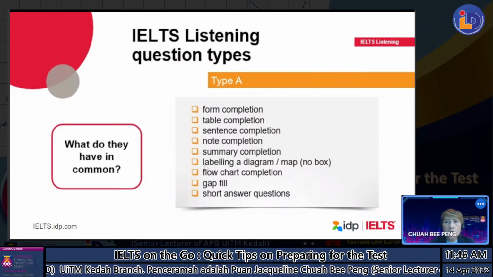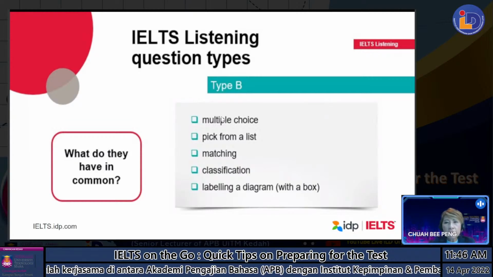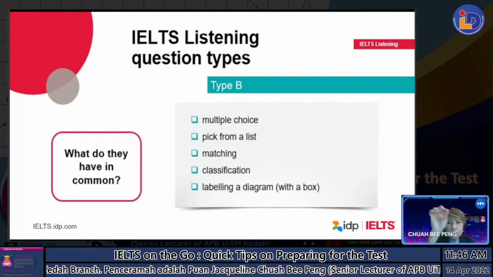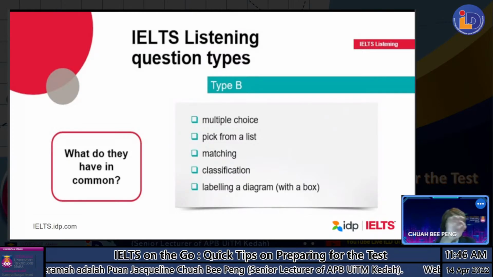So my suggestion is work on as many practice tests as possible to get yourself familiar with all these test formats. And you also have multiple choice, pick from a list, matching, classification, and labeling a diagram. I think most of the candidates dread this, as you have a map, and as you listen to the tour, you have to actually find where to label the map.